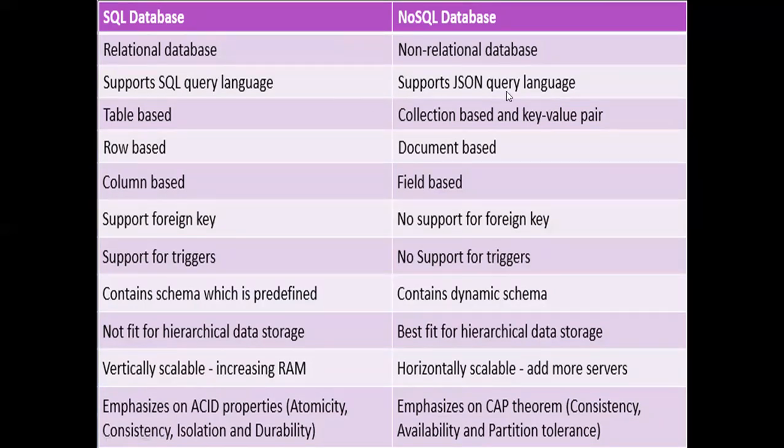NoSQL will support JSON query languages, whereas SQL uses tables, rows, and columns. In NoSQL it is a collection of keys and values, document based and field based. SQL supports primary key and foreign key, and it supports triggers. NoSQL is field based, with no support for primary key and foreign key, and no support for triggers.